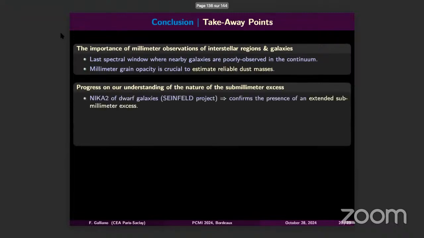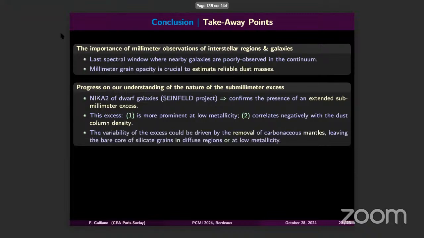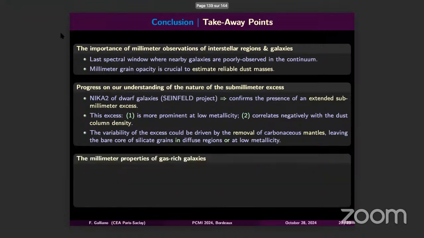About the submillimeter excess, I showed you that we have a program trying to study it and confirming really its presence and its variation. So this excess is really more prominent at low metallicity, and it correlates negatively with the dust column density. And we are trying to explore the fact that the variability of the excess could be due to the removal of mantles on the grains in very diffuse regions or at low metallicity where the conditions are also very harsh.